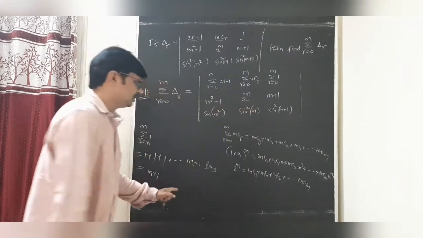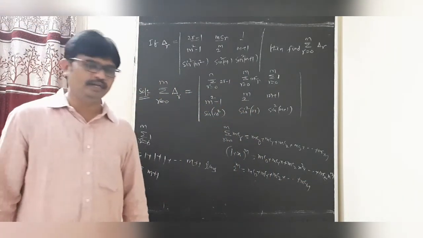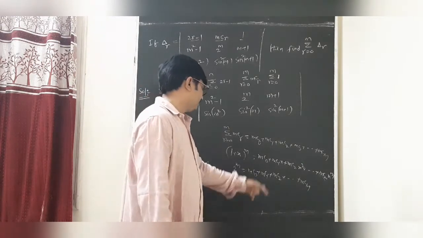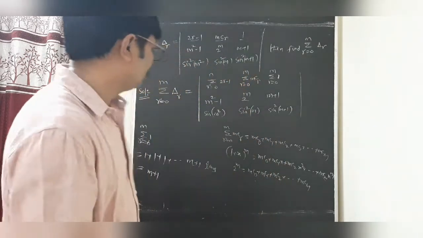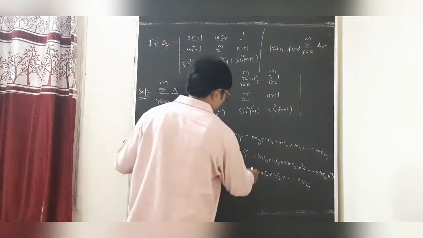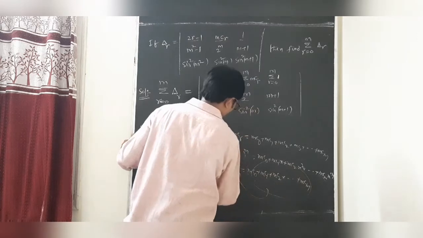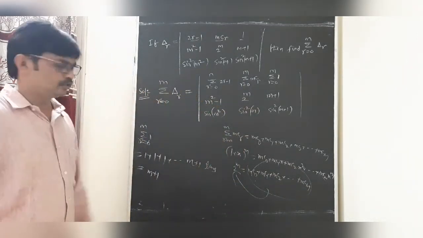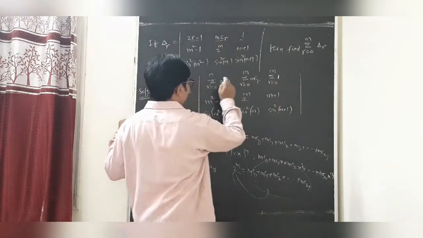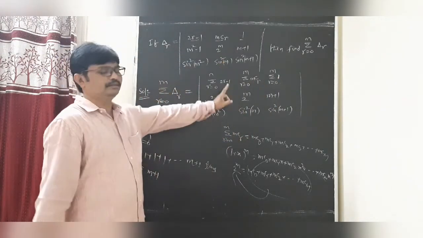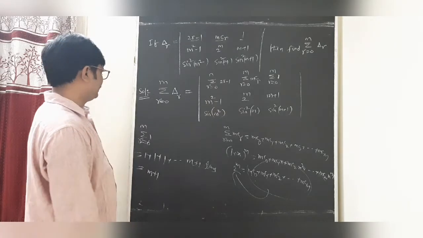Is it clear students? Taking x equal to 1, 1 plus 1, 2 power m is MC0, MC1, MC2 and so on MCM. So dear students, this complete value is equal to 2 power m. So students, this is 2 power m, this is m plus 1. Now we have to find this one. So how to find this one?